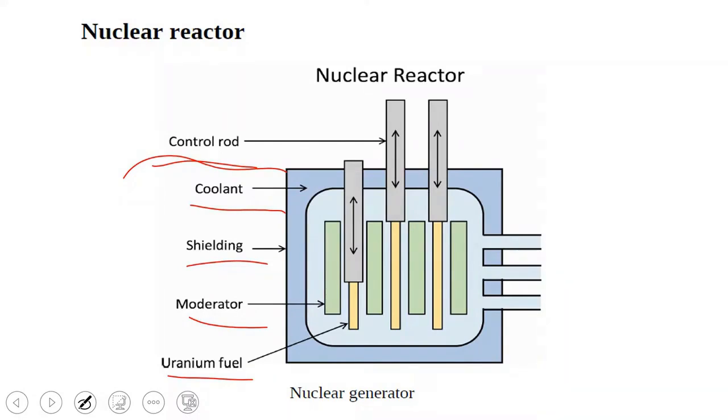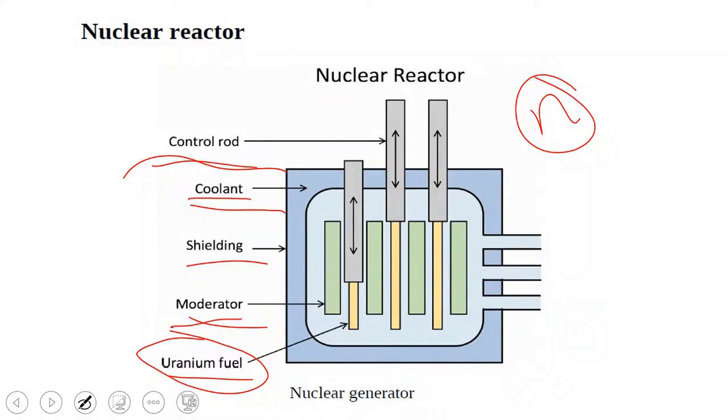Inside the nuclear reactor, there is uranium. Here is the uranium I was just talking about, uranium-235. You will also have a source for neutrons, which means something that gives you neutrons. Here you will find something called moderator and something called coolant.